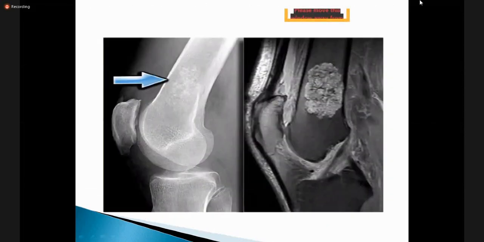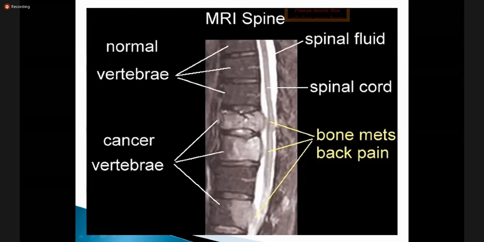Then this is the X-ray, this is the MRI. The X-ray shows an ill-defined lesion with chondroid calcification, arc and punctate type. On the MRI, it clearly shows which lesion this is. This is the enchondroma. This is the MRI spine, which shows these are the normal vertebrae, and this is the CSF, which is white, meaning this is a T2 sequence. There are multiple bone metastases which are compressing the cord.